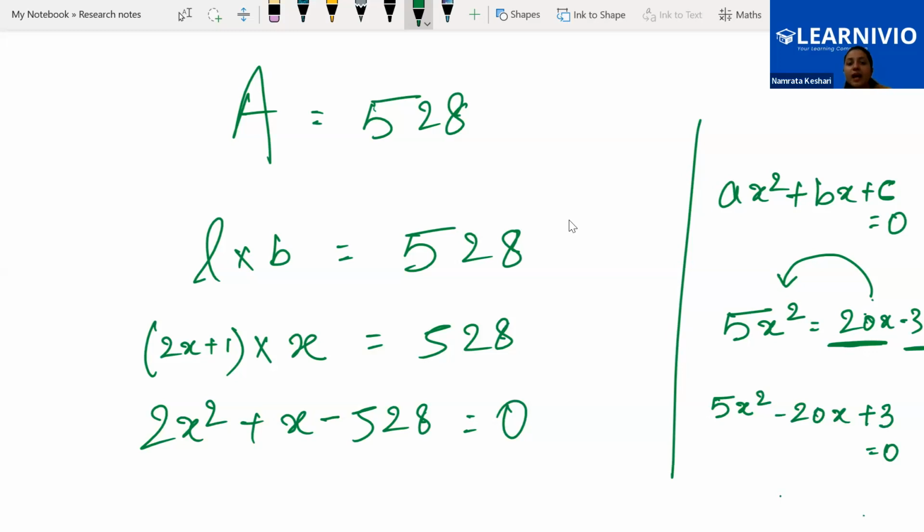Rest of the students, I am expecting you to solve the equation 2x square plus x minus 528 by splitting the middle term.